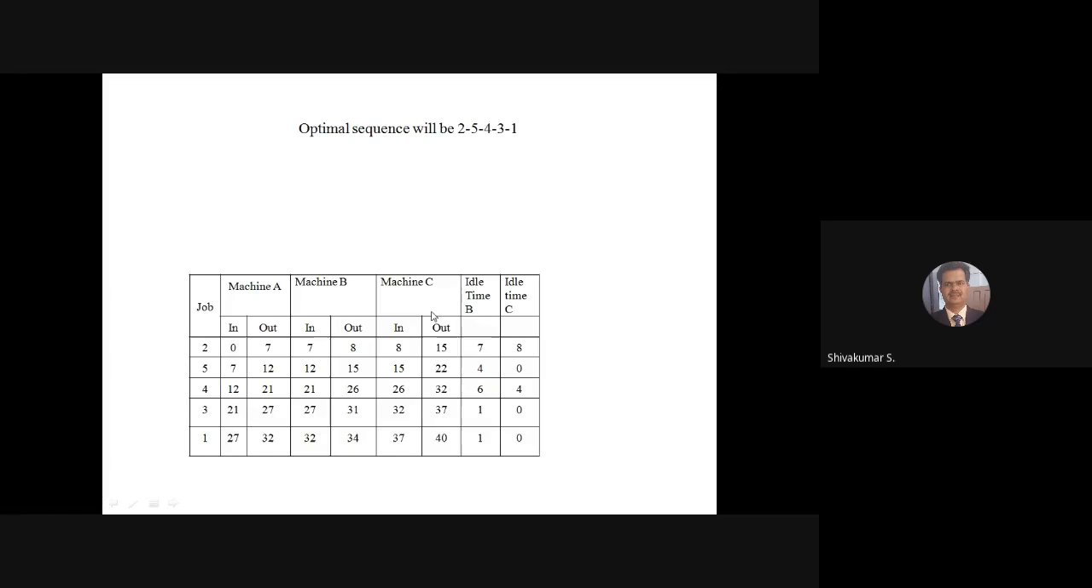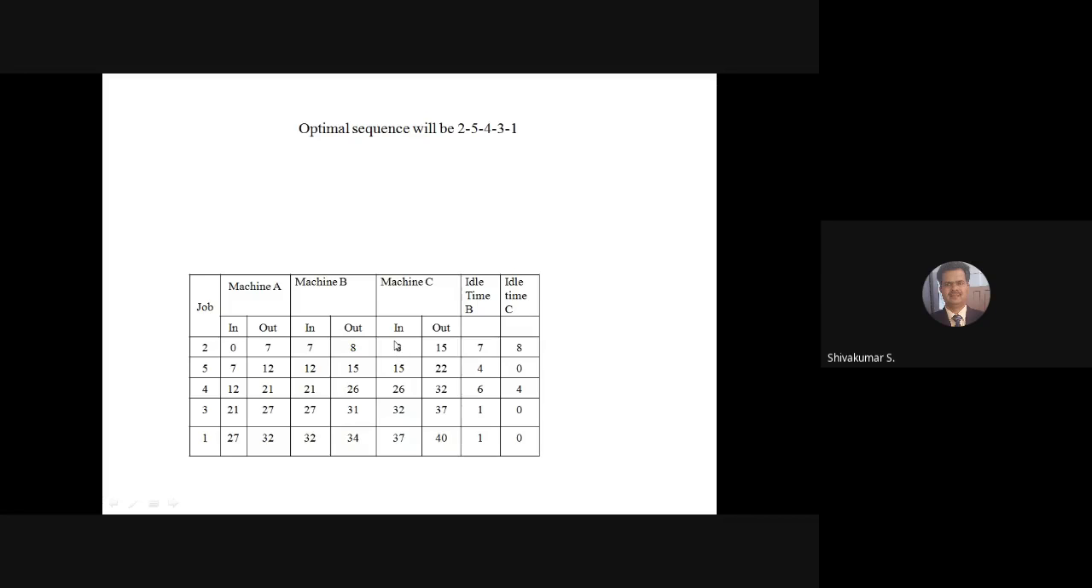Now, for this ABC sequence, you are taking job 2 because the first in the sequence is 2. So, machine A, time in 0, it takes 7 minutes. So, 0 plus 7, 7. Machine B, time in 7, it takes 1 minute. So, 7 plus 1 is 8 time out. Machine C, 8 time in, it takes 7 minutes processing time. 8 plus 7, 15. Now, idle time for machine B is 7, because machine B is going to wait for 7 minutes, as job 2 is going to enter machine B only after 7 minutes.